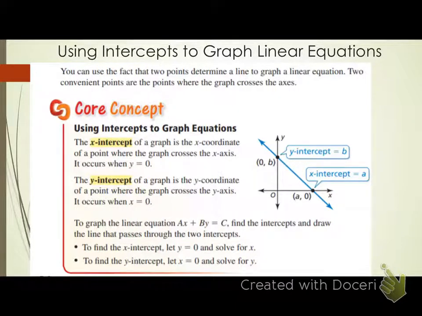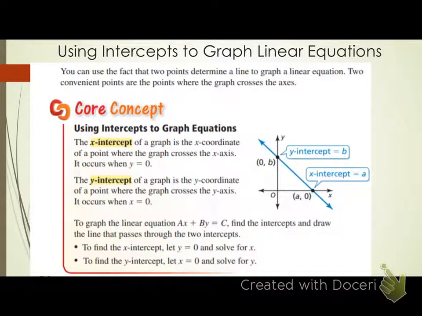The x-intercept of a graph is the x-coordinate of a point where the graph crosses the x-axis. It occurs when y equals 0, so pay attention to that. Anytime I have an x-intercept, it's crossing my x-axis somewhere. The y value that's associated with all those points on that x-axis is 0. So my x-intercept occurs when y equals 0.